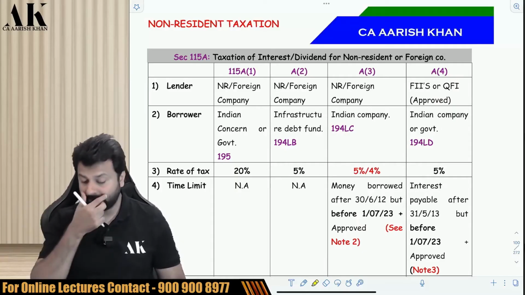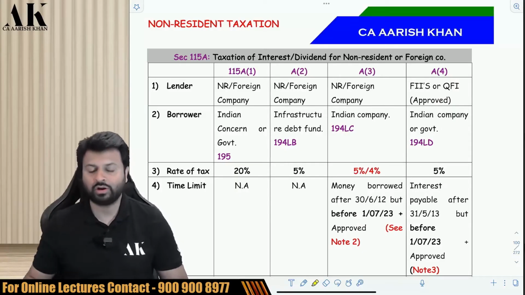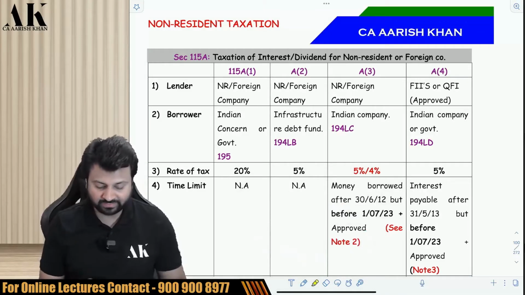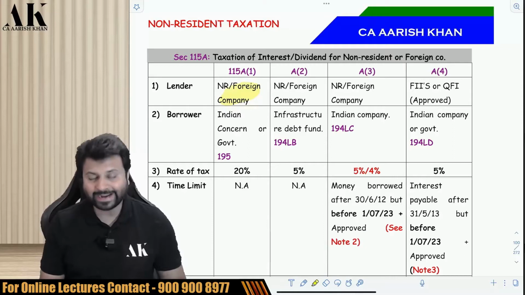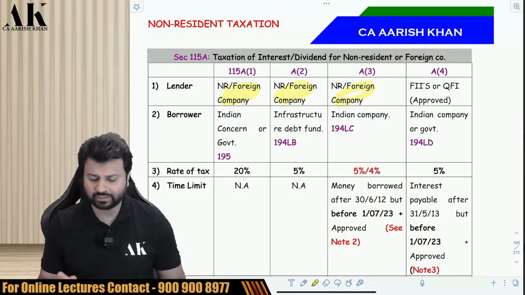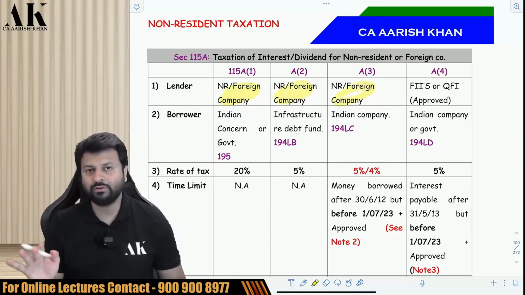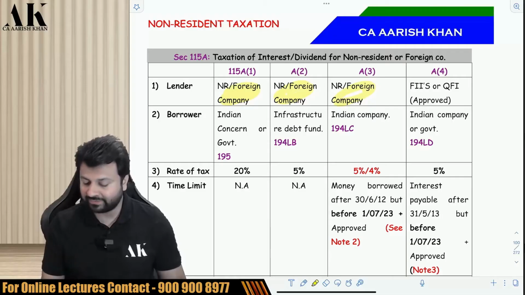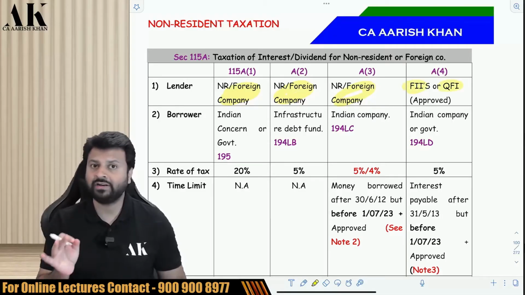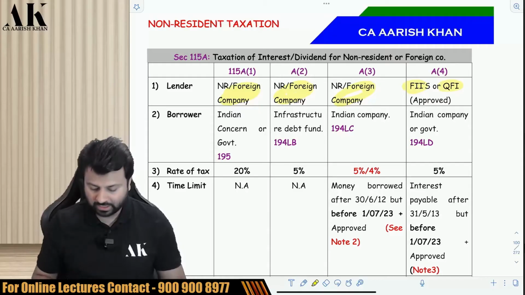So now let's go ahead with the taxability of interest first and dividend, and then we'll talk about the taxability of what? Taxability of the royalty and FTS. Okay. Let's talk about, there are four kinds of interest over here. In the first interest, the lender is a non-resident and foreign company. In the second interest also, the lender is a non-resident and foreign company. In the third interest also, the lender is a non-resident and foreign company. But when the fourth one comes, the lender changes. FIIs and QFIs, foreign institutional investors and qualified financial investors, are the lenders. So here the lender changes. Okay, you can circle it now.